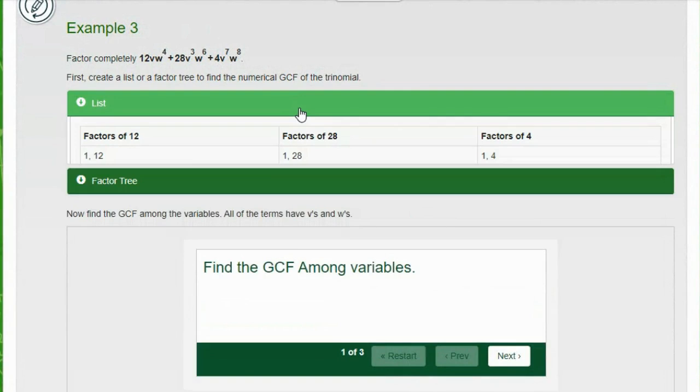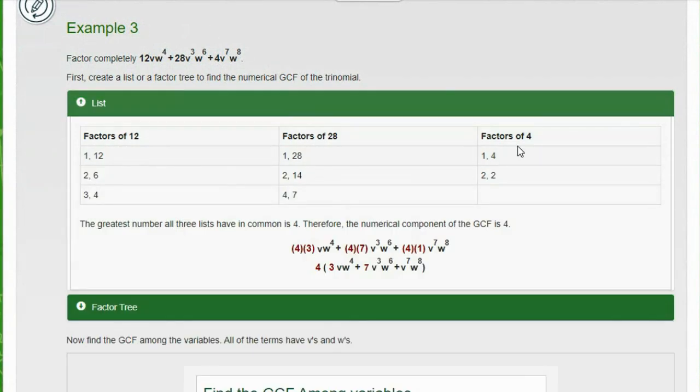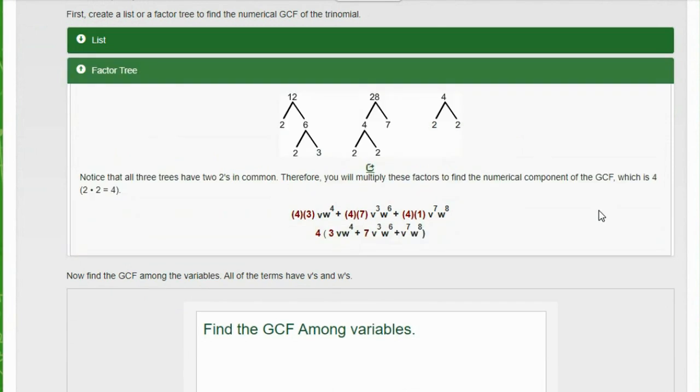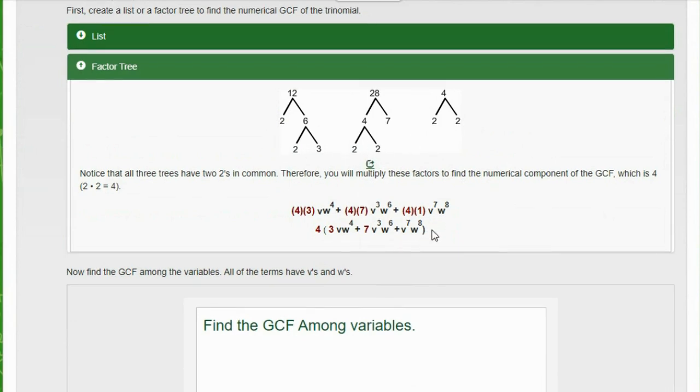Let's see what they did. They looked at the 12, 28, and 4, and they found, hey, we got a greatest common factor of 4. So they pulled a 4 out of everything. Then if they did it with a factor tree, if you like that better, this is 2 times 2 times 3. This is 2 times 2 times 7. This is 2 times 2. So since they all have a 2 times 2, that's 4. Factor it out that way.